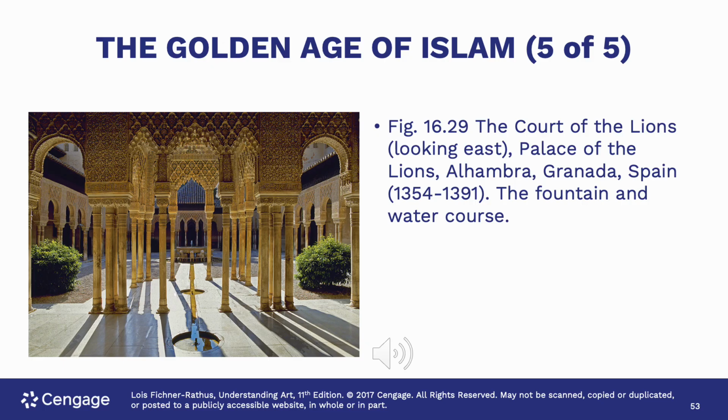Let's look at figure 16.29. The Alhambra Palace in Spain demonstrates the beauty of Islamic decorative design. Intricate patterns cover nearly every surface.